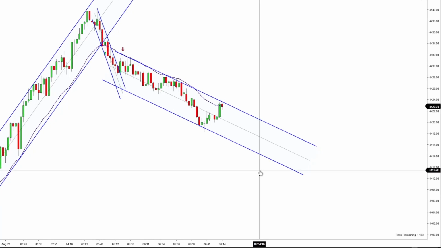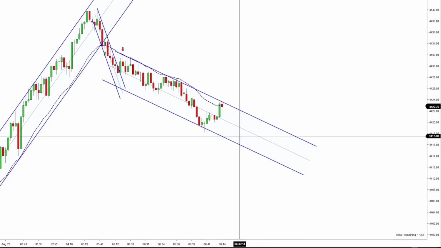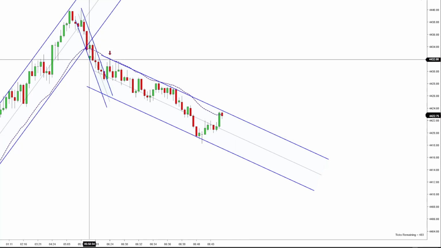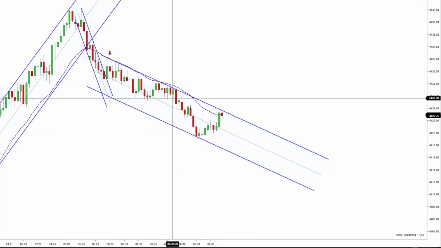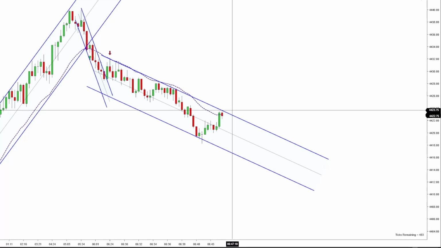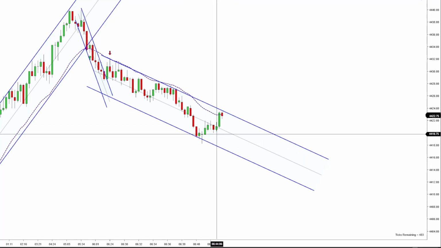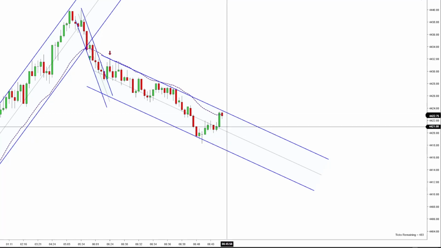So once again, we're going to look for a two-legged pullback if we can get one, and this time we're going to look to start selling because we've been playing off this EMA many times, so we want to just get in on that price action. So we have a new low here. We had one leg up, first entry short, another leg up, second entry short.